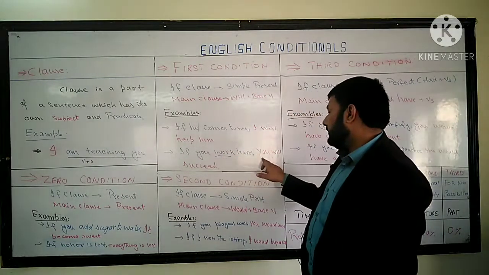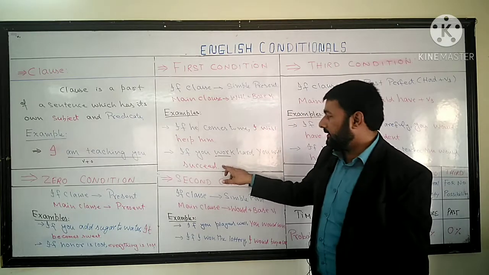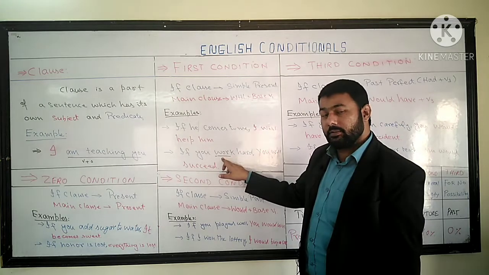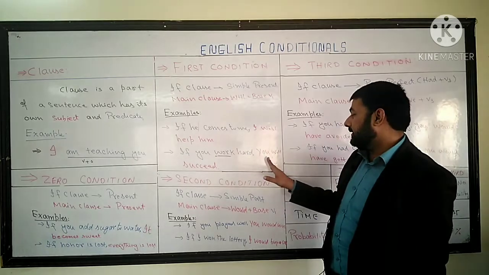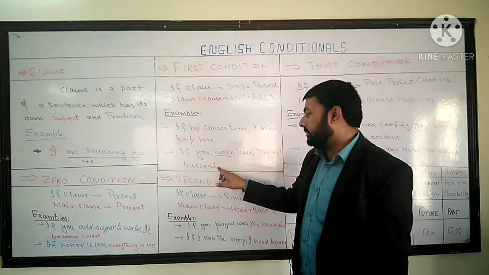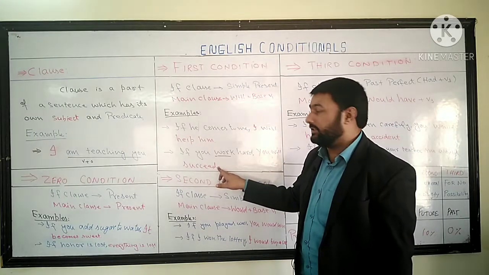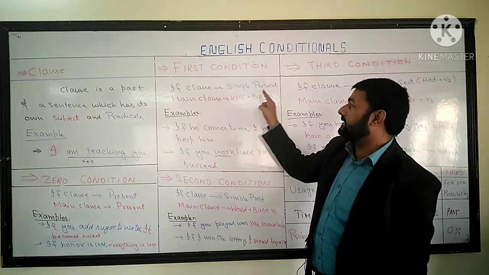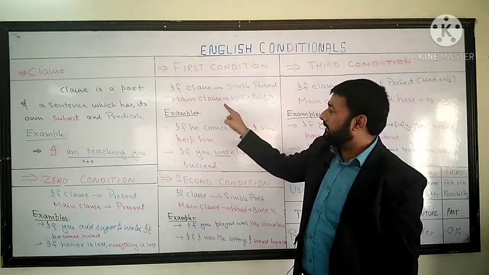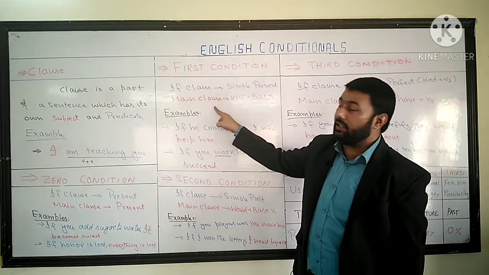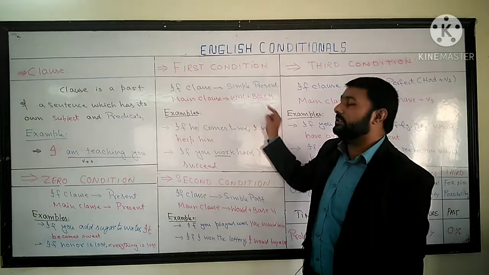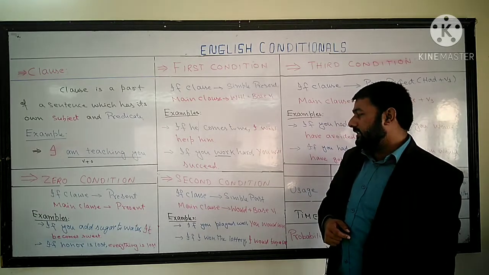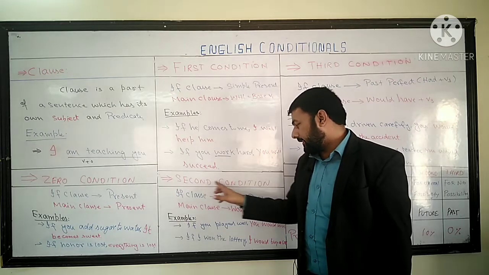Let's take another example. If you work hard, you will succeed. Again, in if clause written in blue, the main verb is in present, the main tense is present, and the resultant has will plus first form of the base verb succeed. So we may again say that in first condition, if clause has simple present tense in it, and the main clause or the resultant clause has will plus first form of the base verb. Hopefully you are getting my point. Now let's move towards next condition, which is said to be second condition.